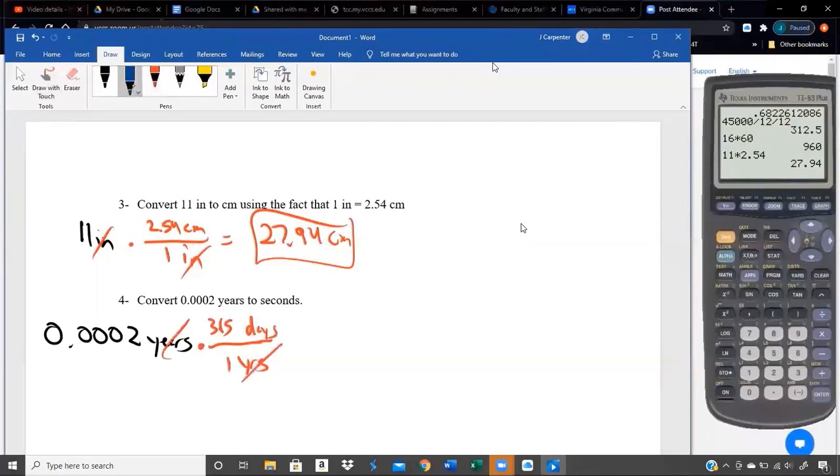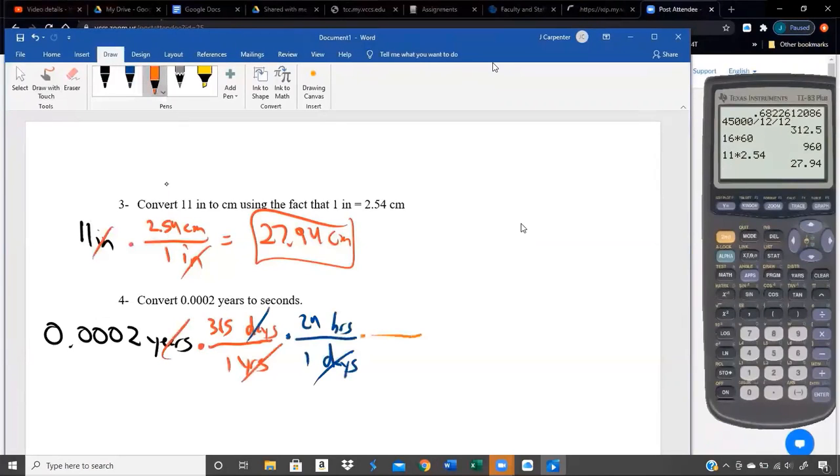Years are now gone. Next, we've got to get rid of days. So out with the old. Days are in the top, so let's put them in the bottom so they cancel. Days to something closer to seconds. Well, how about days to hours? And it's 24 hours to 1 day. Days are gone.